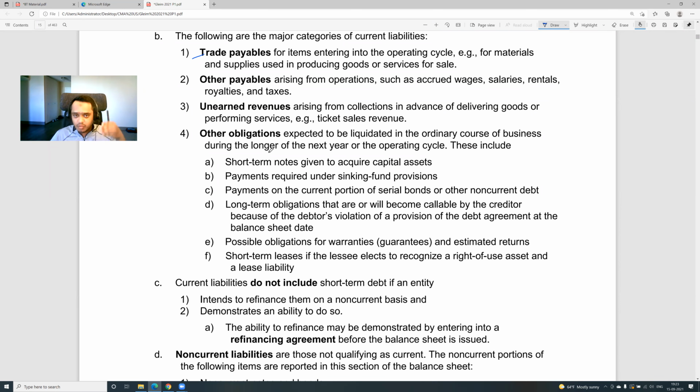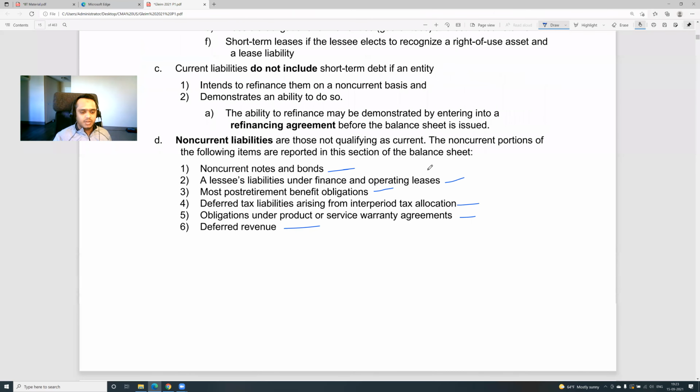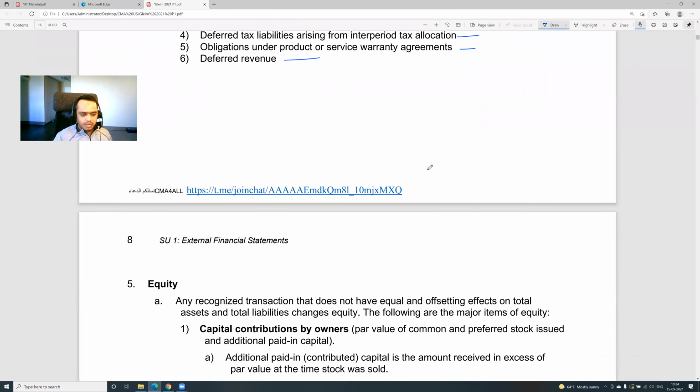In this particular year, what payments you have to make, that's a current liability for you. Though it is all under non-current liability, for that particular period it will come under the current liability. Okay, yeah.